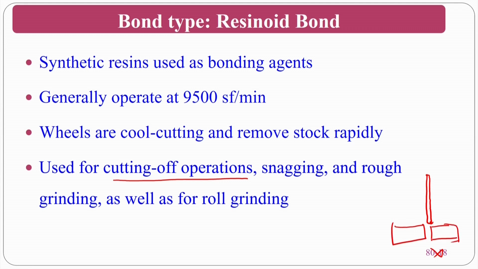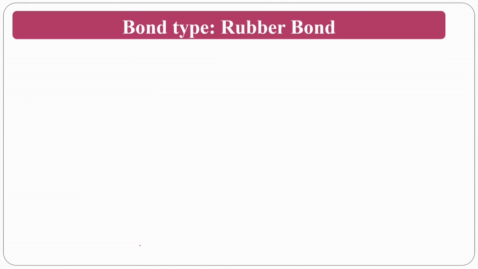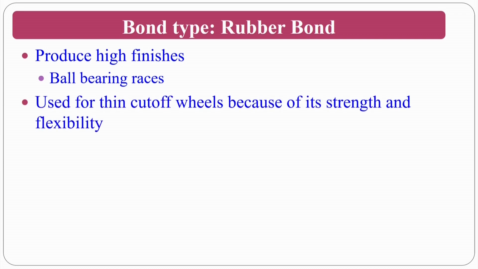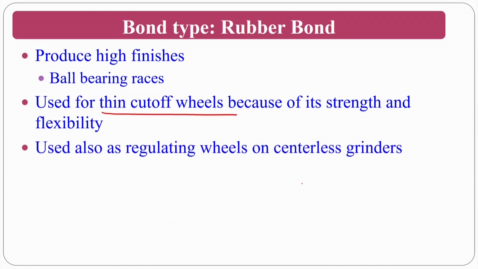Okay, so now we will go for the rubber type of bonding, where the rubber bond produces a finish. Normally these types of bonds are used for finishing operations, because rubbers are dominated by elastic characteristics, and they also possess a viscous nature. These are also used for thin cutting wheels because of their strength and flexibility, and also for regulating wheels in the centerless grinding process. The centerless grinding process we will come to in upcoming slides.